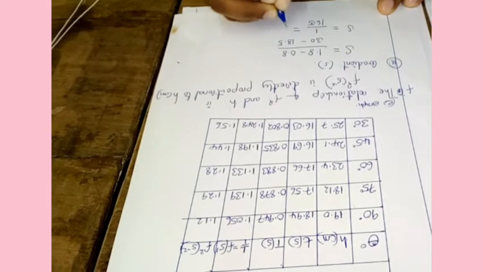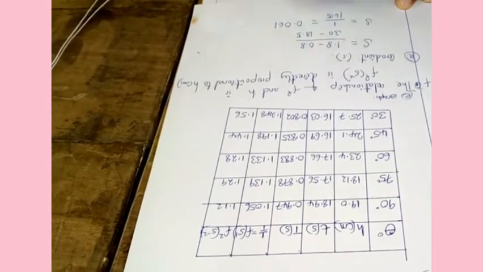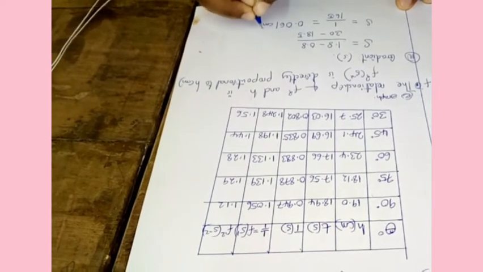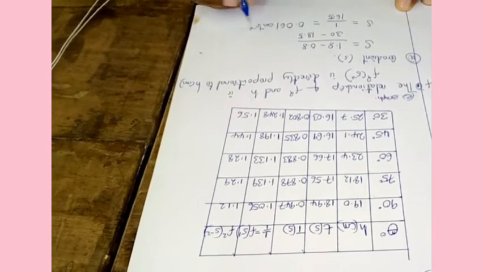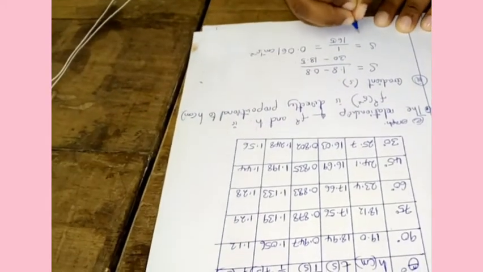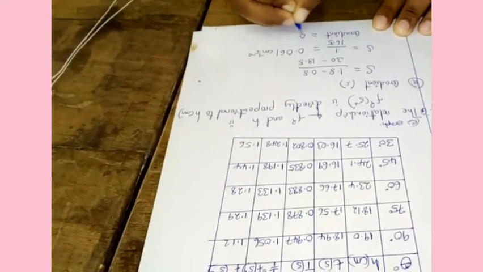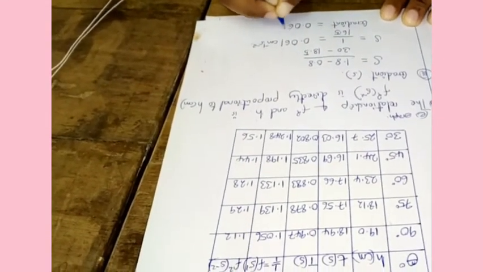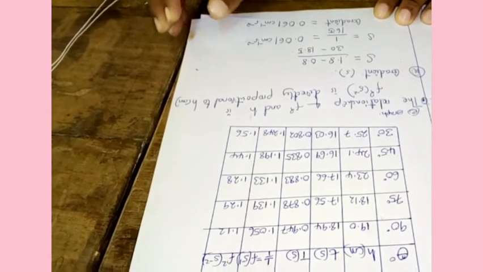So the answer, if you calculate, you will get 0.061, but it is per centimeter per second square. Usisahau kuandika SI unit kwa sababu SI unit ya slope pia ni muhimu. Hivyo gradient is equal to 0.061 per centimeter per second square.